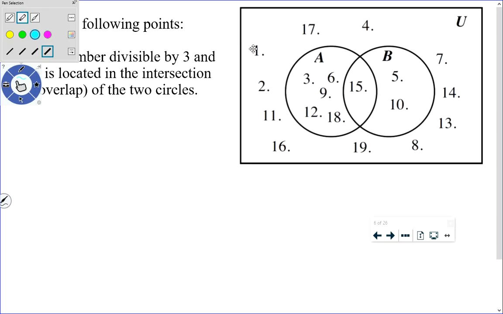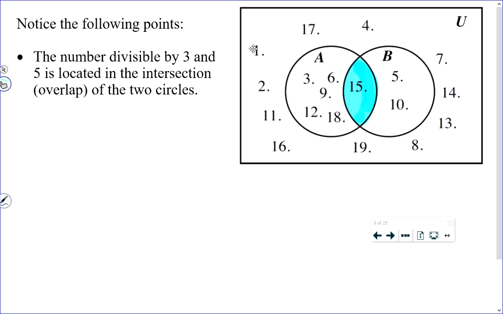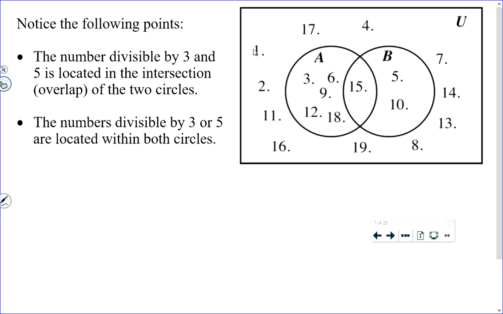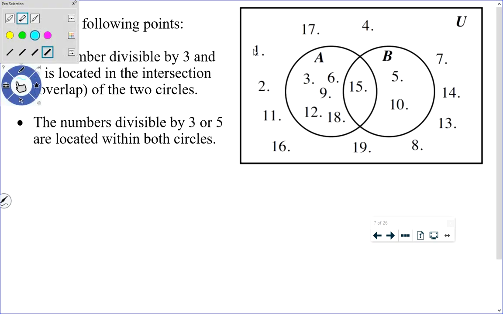The intersection is this. That's the intersection of sets A and B. The numbers divisible by 3 or 5, which is the union of A with B, are all of the numbers in either circle A or circle B or both, which means that this represents the union of sets A and B.